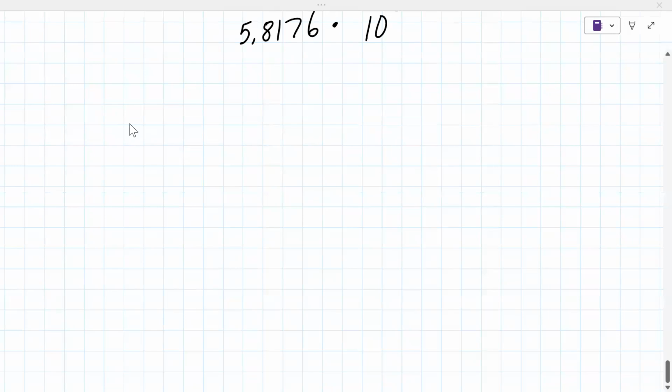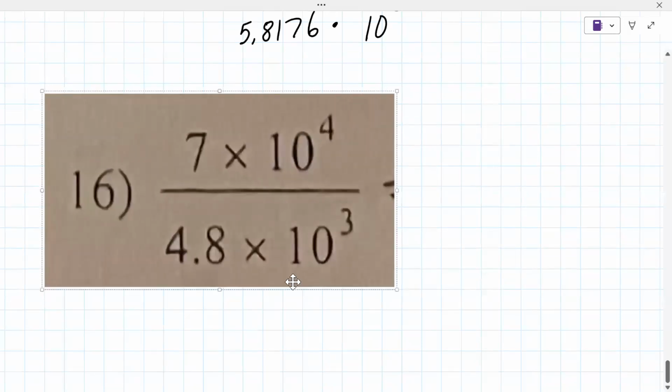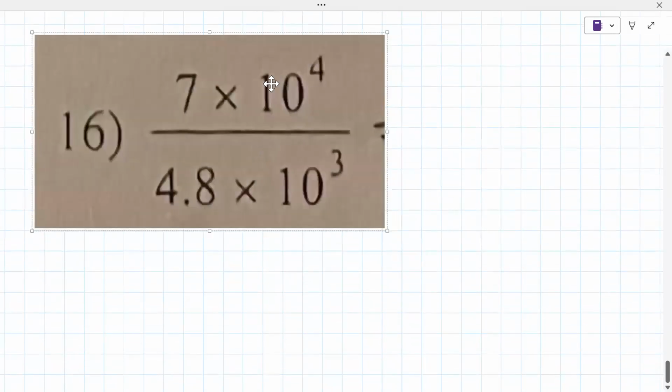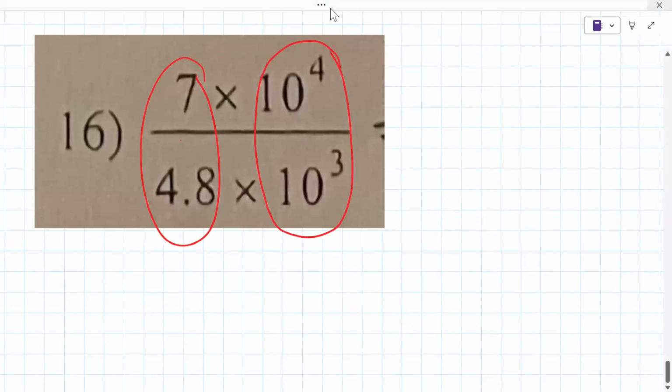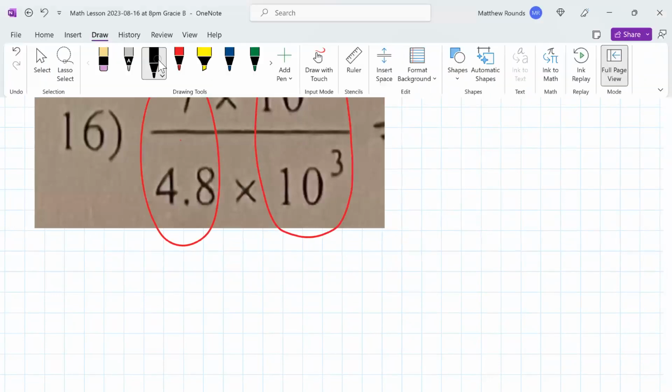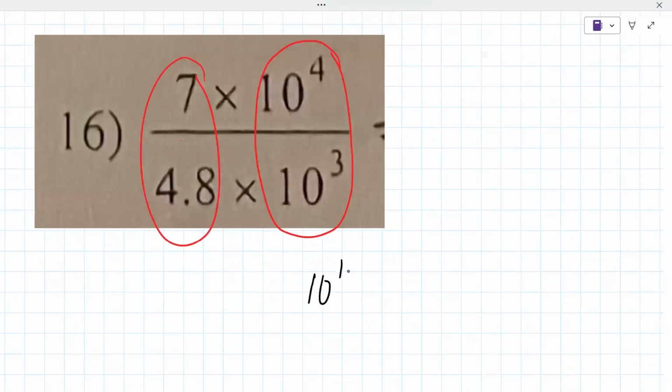The preferred way, I was about to say proper, but that's not right, the preferred way here is kind of like the previous one. You do this in parts. You do the 7 divided by 4.8 and the 10 to the 4th divided by 10 cubed. So it becomes 10 to the power of 1. And then hopefully this works out nicely. Usually it does.